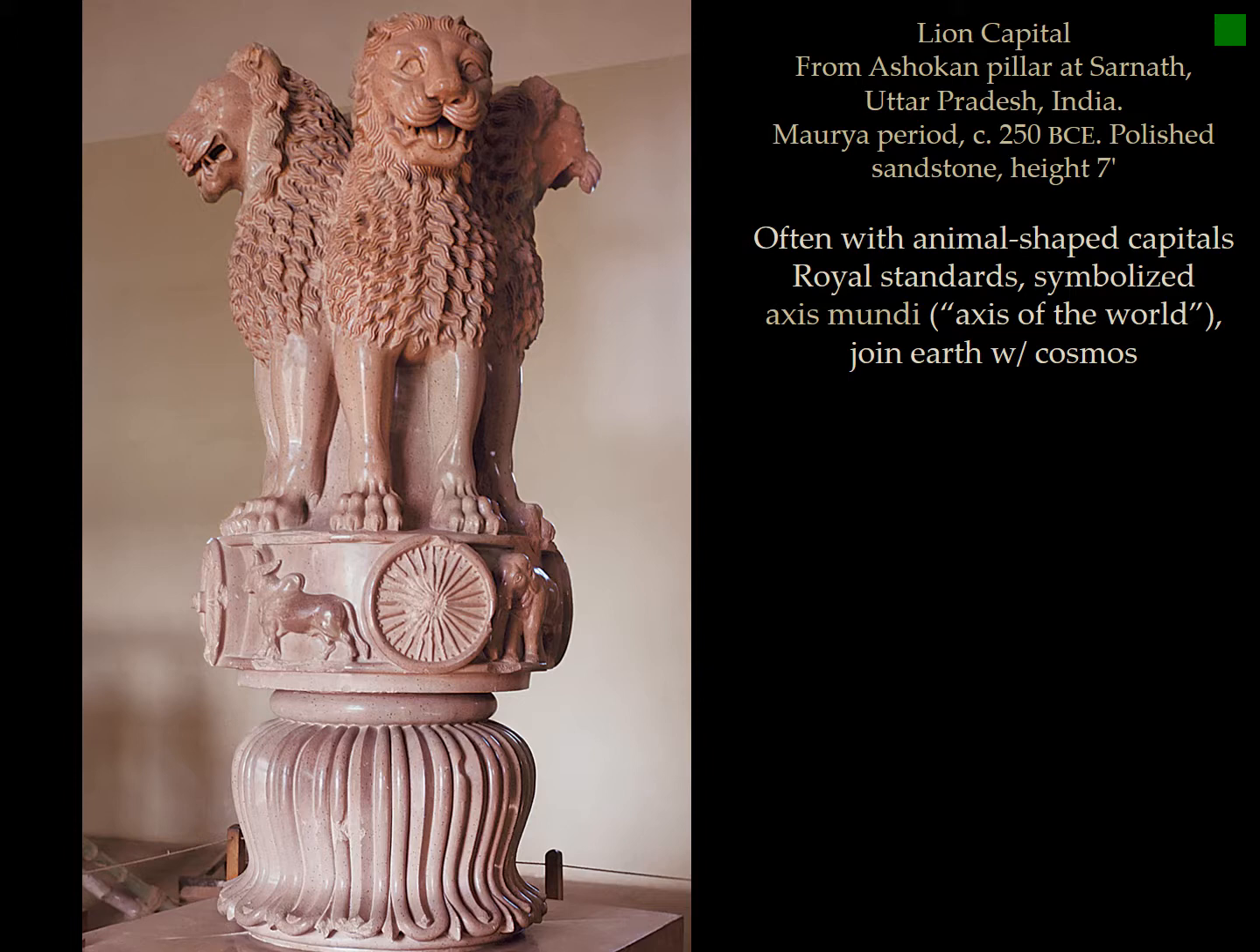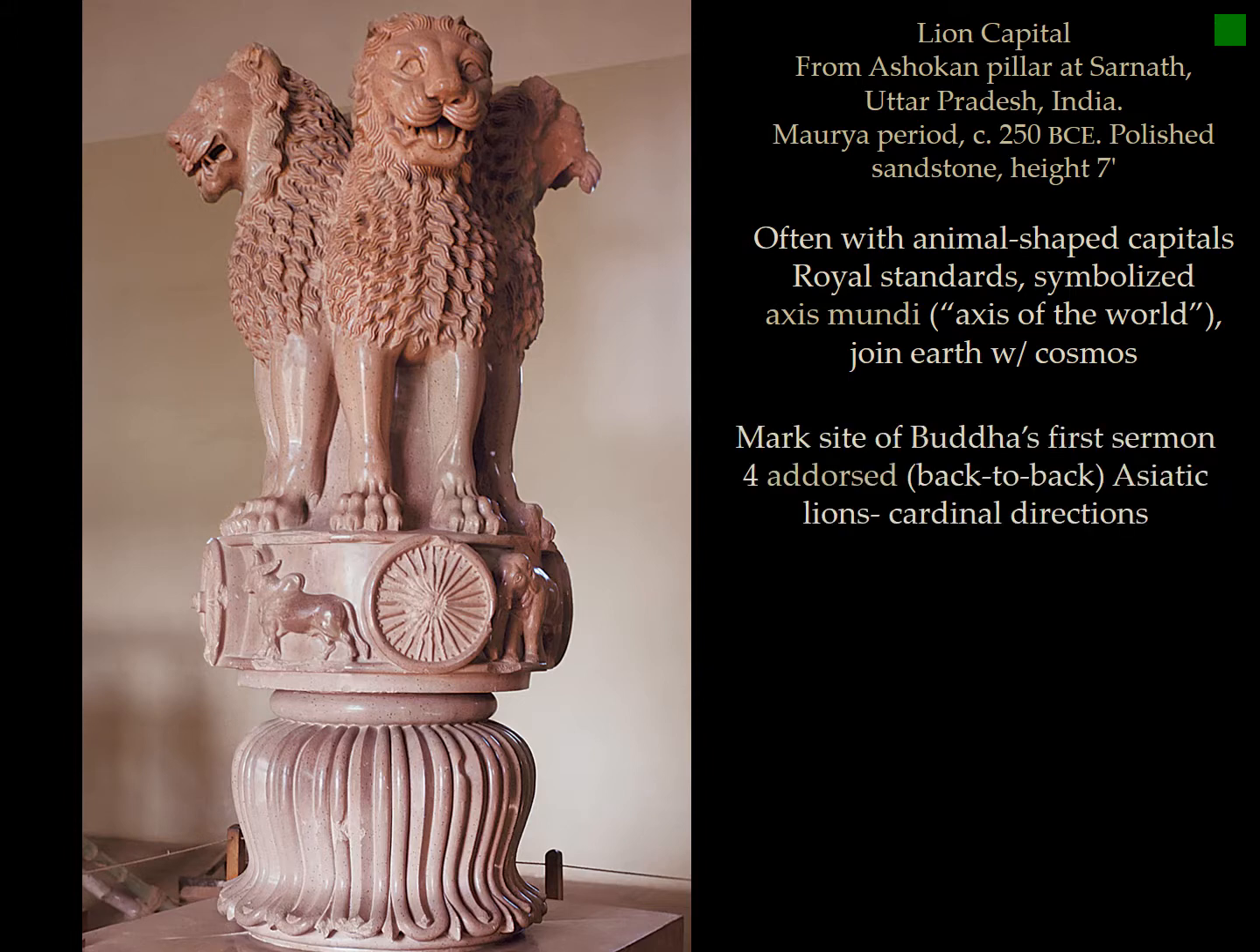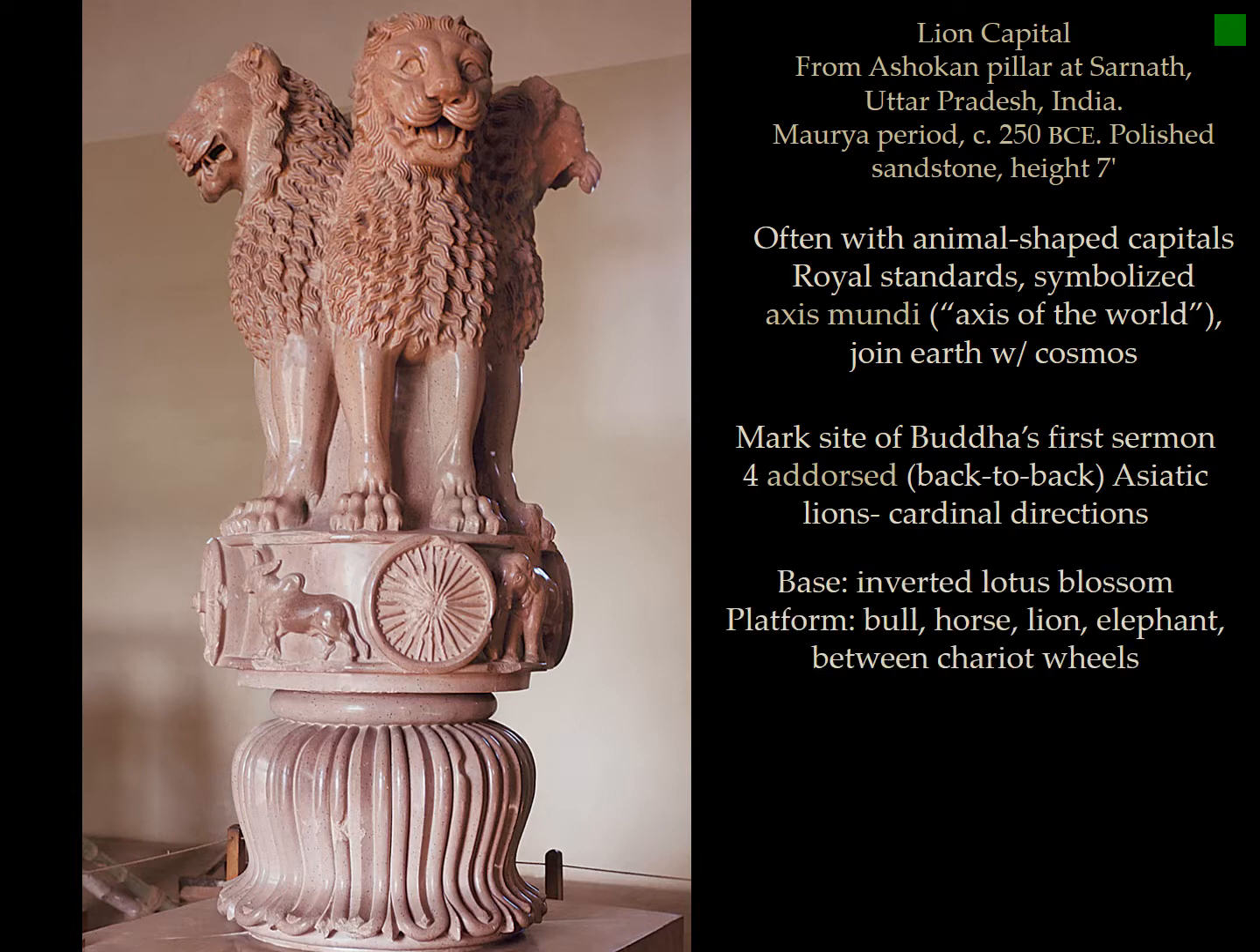Now, the animals are often going to be shown on these capitals that are standards associated with royalty that symbolize the axis mundi, or axis of the world, where the earth is going to be joined with the cosmos. In this instance, we mark the site of Buddha's first sermon with 4 addorsed or back-to-back Asiatic lions, pointing or directed to the 4 cardinal points or directions.